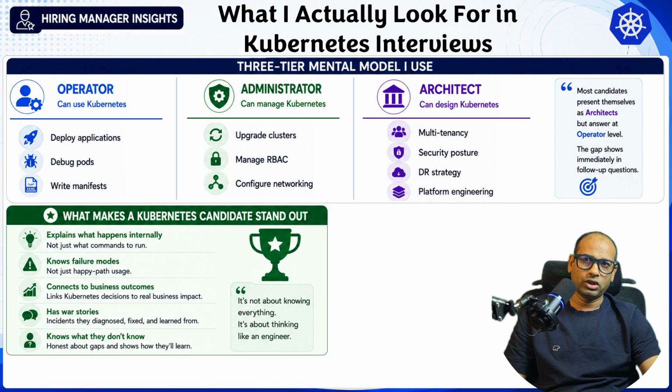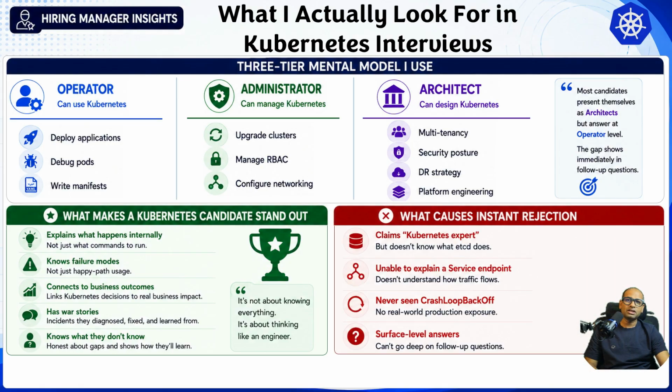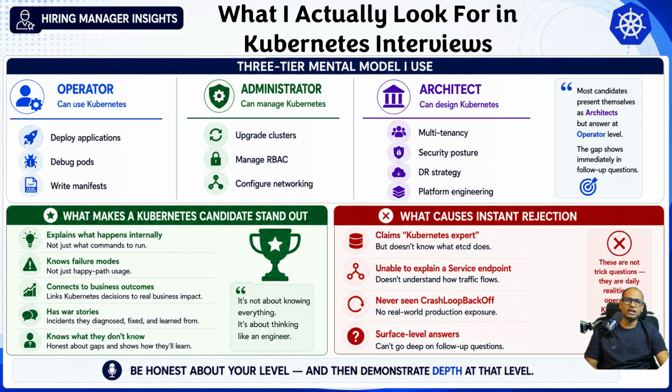They have war stories, real incidents they diagnosed, fixed, and learned from. And this is the mature one: they know what they don't know, and they're honest about it. And the instant rejection tells again: claiming to be a Kubernetes expert but not knowing what etcd does, unable to explain a service endpoint, never having seen a CrashLoopBackOff, which just means no real production exposure, and surface-level answers that fall apart on the first follow-up.